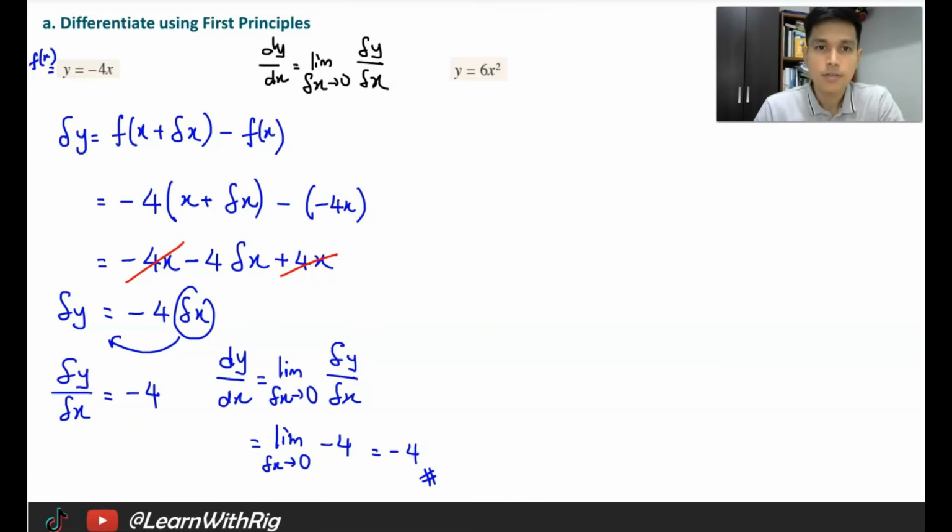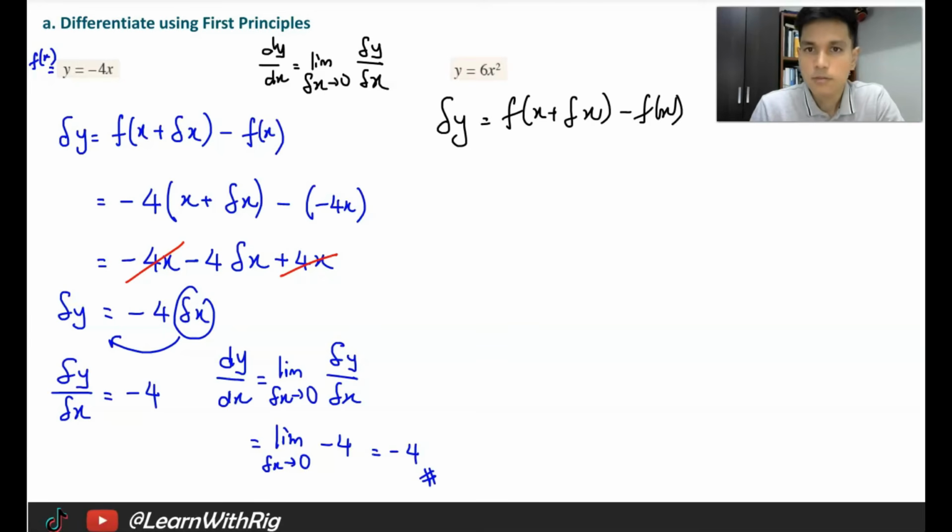Alright, next, question B. Same thing. Whenever they ask for first principle, always start with the formula. The first thing you have to find is delta y over delta x, so use the formula here. Delta y equals f(x plus delta x) minus f(x). Why is my writing so bad? Okay, now you're going to substitute.